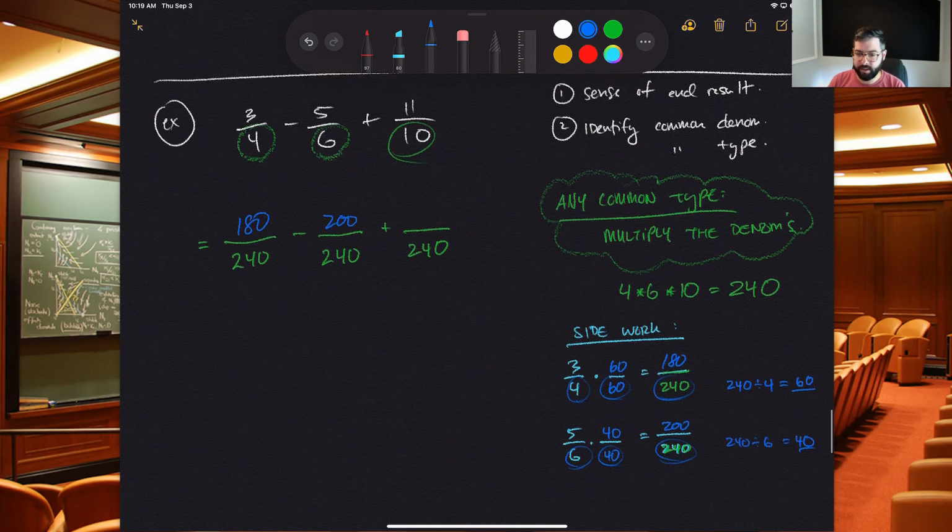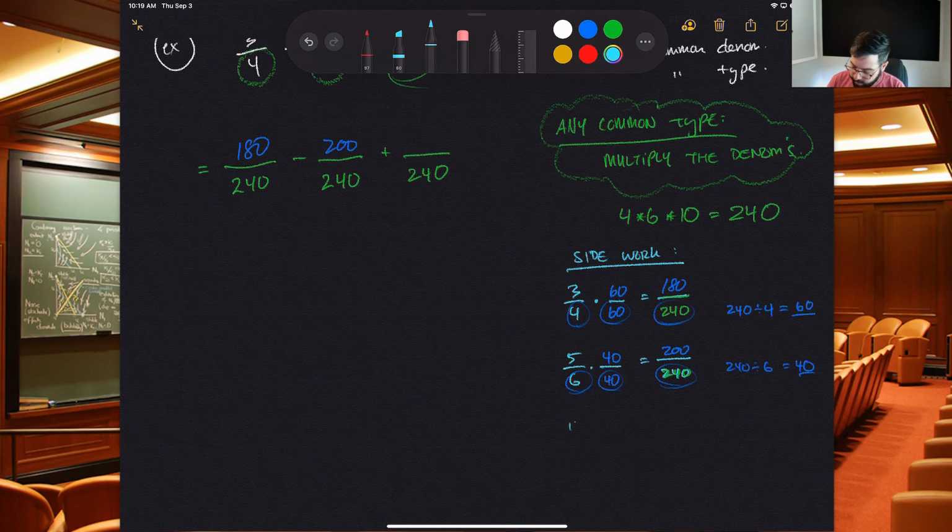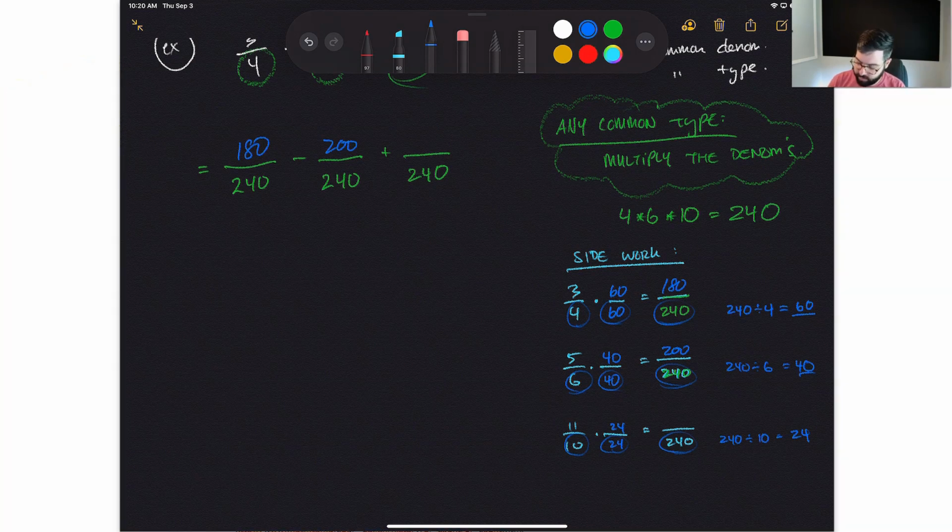And then lastly, the tenths, 11/10. 11/10 times what gives me 240ths? To convert the tenths to 240ths, we must have needed 24. So by 24ths, and 11 times 24 is going to be what? 263? Let me double check that. 264? Yes, so it's 264. And so that goes up here.